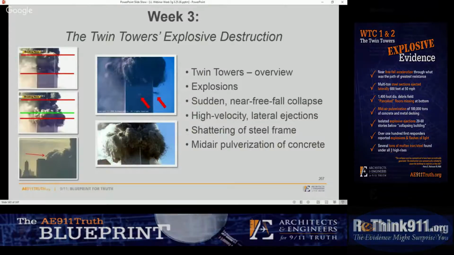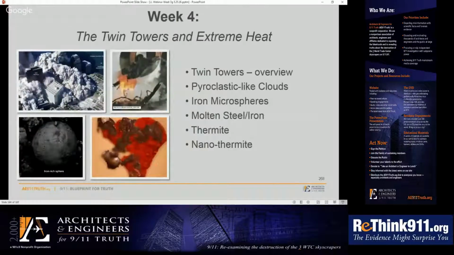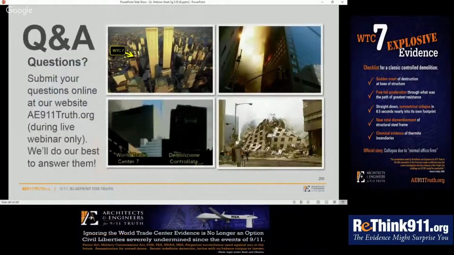And what we explored this week is the explosive demolition of the Twin Towers in this webinar. Starting on Thursday, we'll be looking at the massive extreme heat that jet fuel cannot possibly be responsible for, or office fires. That is found in the evidence of the Twin Towers, including pyroclastic-like clouds, iron microspheres, molten steel and iron, thermite, nanothermite, all of which we'll explain to you next week. But first, we want to give you an opportunity to ask your questions and see if we can give you some helpful answers. Andy, I'm sure that we have some questions so far from our listening viewers.